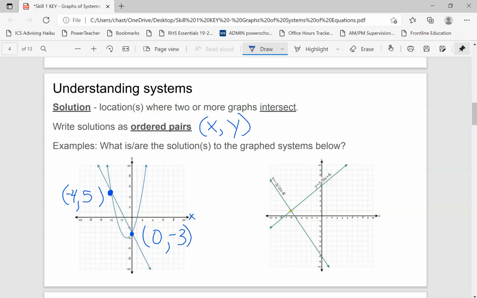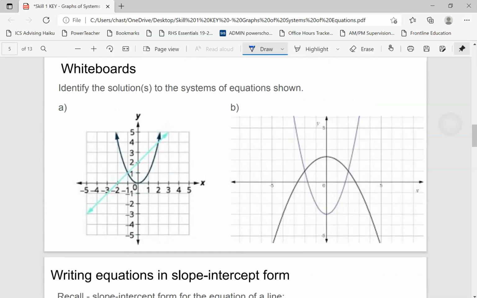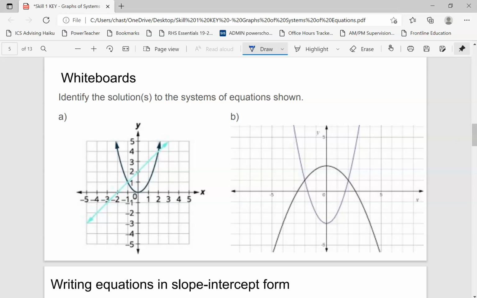For the next one, we just see two lines that intersect in one spot, and so we're going to have one solution, and that ordered pair is (-6, 1). So remember, when you're finding solutions from graphs, all you have to do is look for where they intersect. All right, so pause the video, see if you can identify these, and then when you have your answers, unpause and check them. Did you come up with these answers? If so, great job. If not, please review.